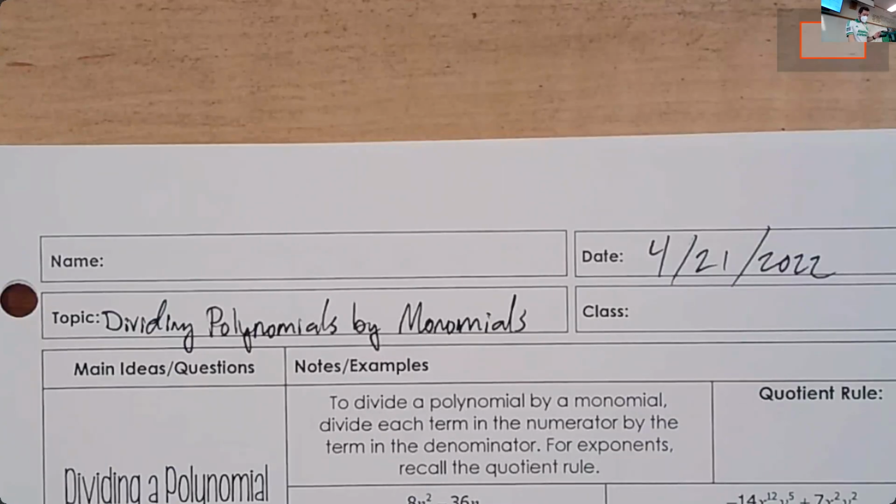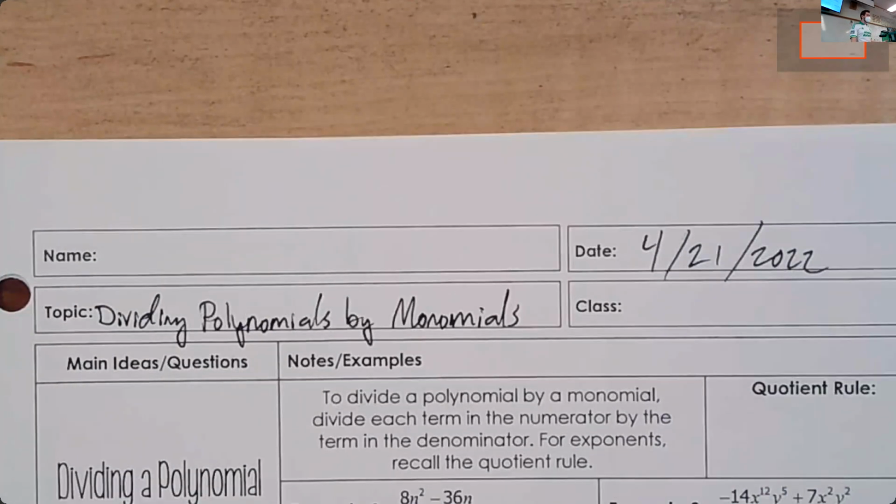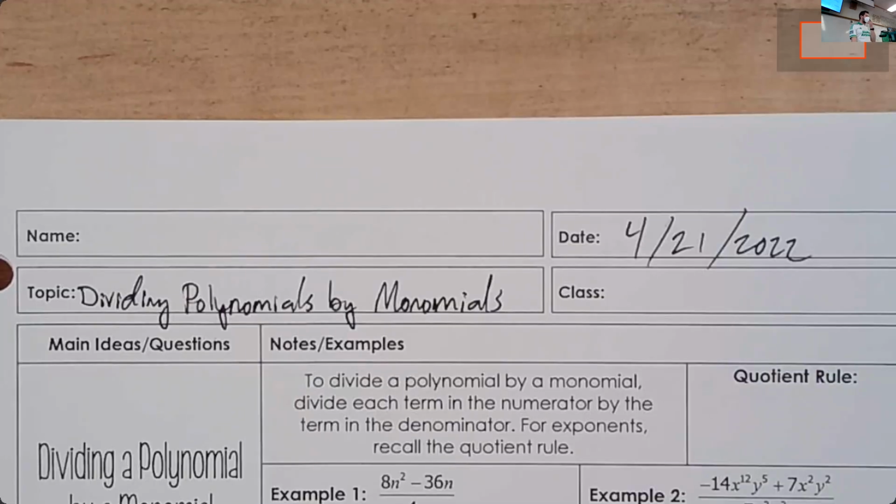So the notes here say to divide a polynomial by a monomial, divide each term in the numerator by the term in the denominator, and then for exponents, recall the quotient rule. Every single thing that we are doing today you have done before. We're just putting it together in a new way. So instead of multiplying the numbers and adding the exponents, today we are going to be dividing the numbers and doing what with the exponents?